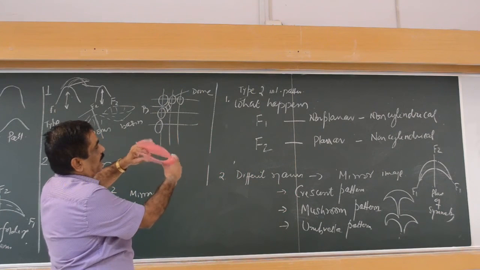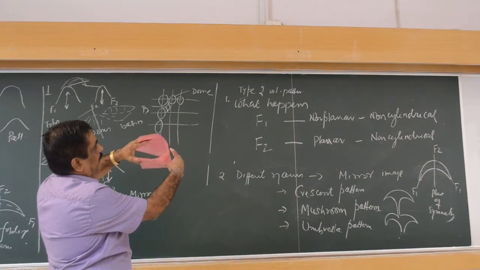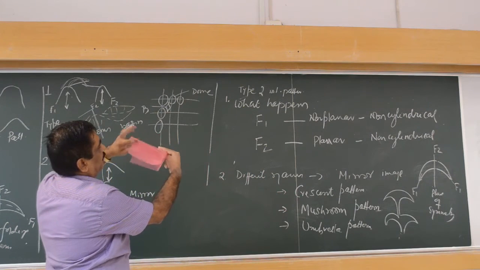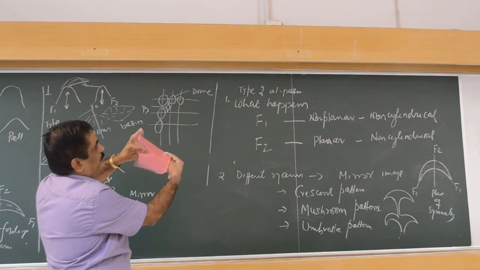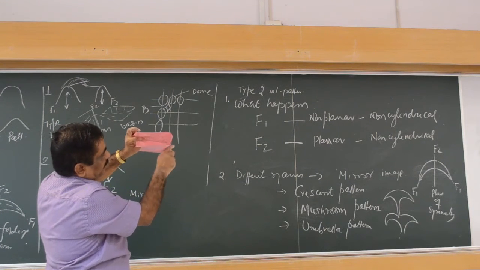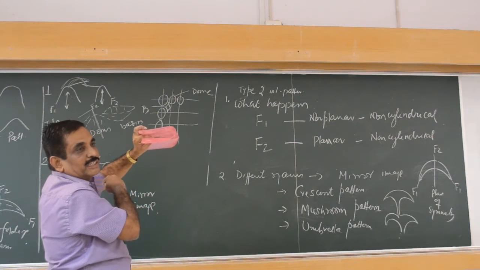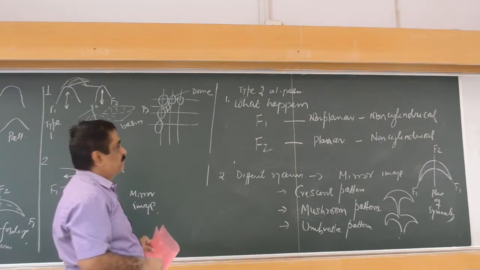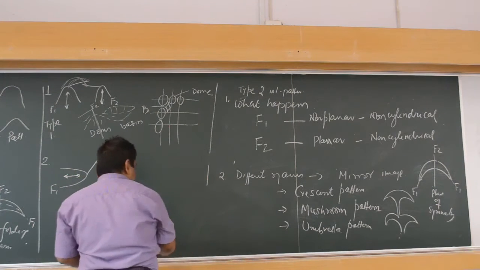F1 fold was like this, you made an F2 over it, like this. So here what will happen to the F1 fold? It will be plunging like this, here it will plunge like this, here it will plunge this way. That is why it is non-cylindrical. F1, F2.